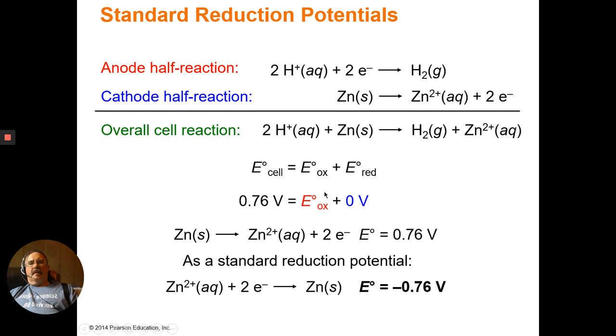For this cell, the voltage was measured at 0.76 under standard conditions. And since the reduction potential for the hydrogen electrode is 0, that tells us that the standard reduction potential, the half reaction potential, for zinc is negative 0.76. That is, what we've done, we've solved this equation.